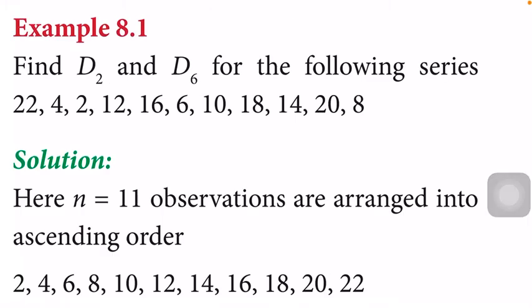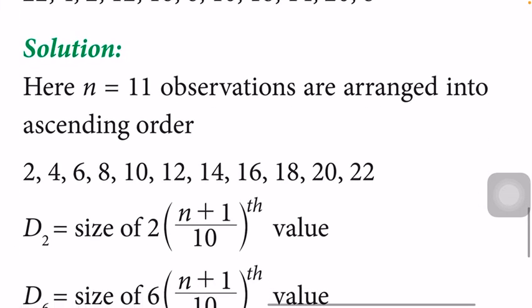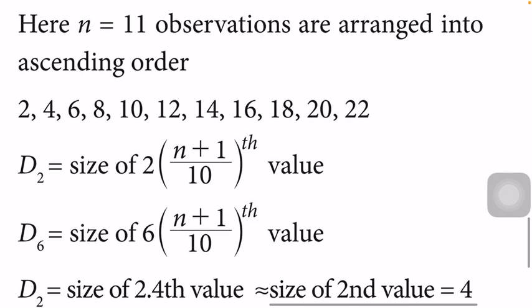Find D2 and D6 for the following series. So, ungrouped data, a few numbers were given. As a whole, there are 11 data, 11 observations. We have to arrange them in ascending order first. We have to calculate D2 and D6. So D2 is the size of 2 into (n plus 1) by 10th value. N is 11, so 11 plus 1 divided by 10.